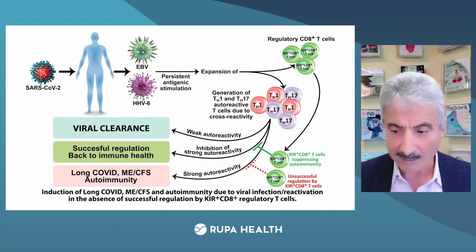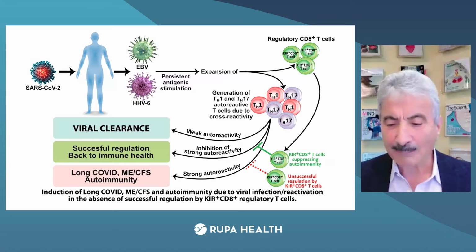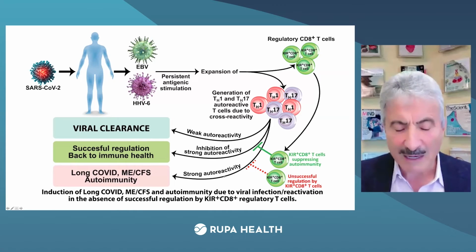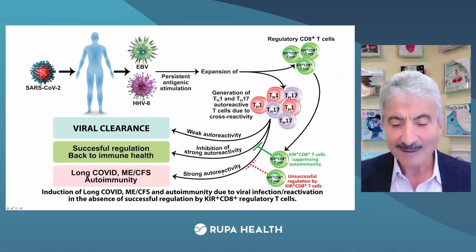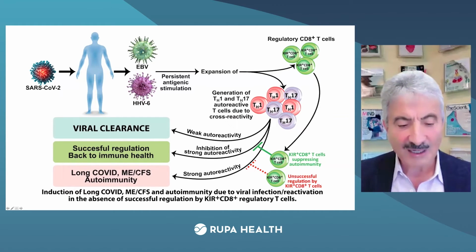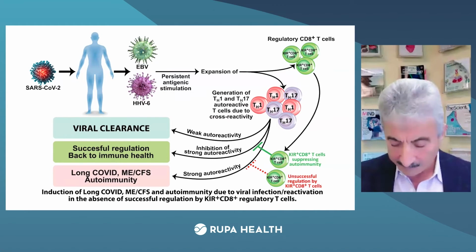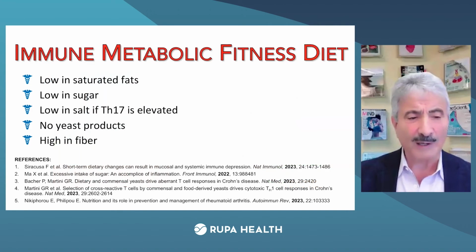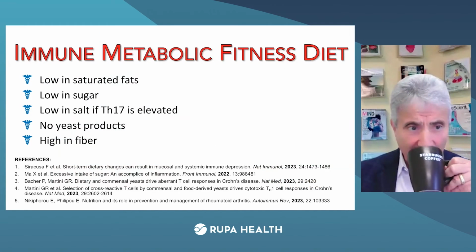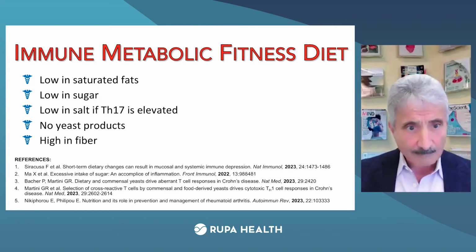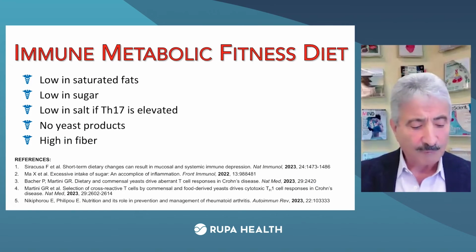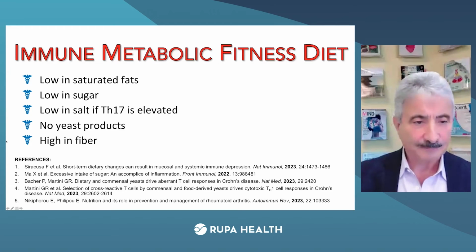But unfortunately, if KIR positive CD8 positive cells are not able to regulate the immune system and prevent strong autoreactivity, then the end result is going to be long COVID, myalgic encephalomyelitis, and autoimmunity. So I just included one slide in here about possible treatment modalities for these kinds of abnormalities.